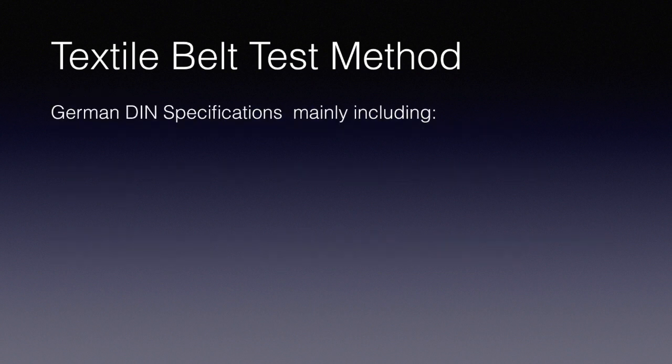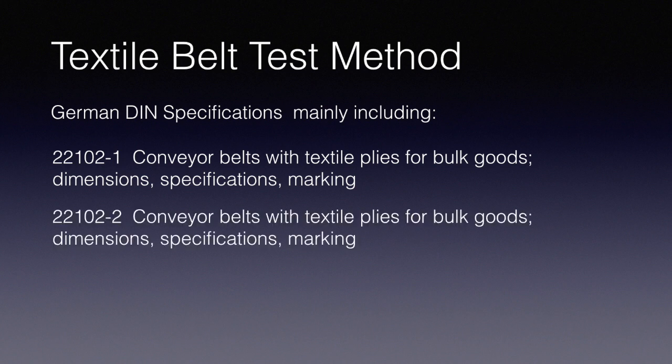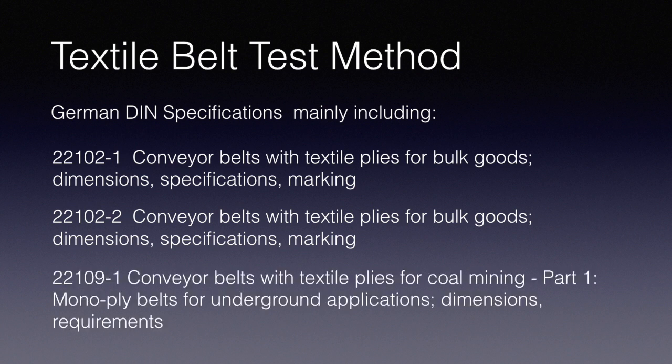German DIN specifications mainly including: 22102-1, conveyor belts with textile plies for bulk goods, dimensions, specifications, marking. 22102-2, conveyor belts with textile plies for bulk goods, dimensions, specifications, marking. 22109-1, conveyor belts with textile plies for coal mining. Part 1, monoply belts for underground applications, dimensions, requirements.